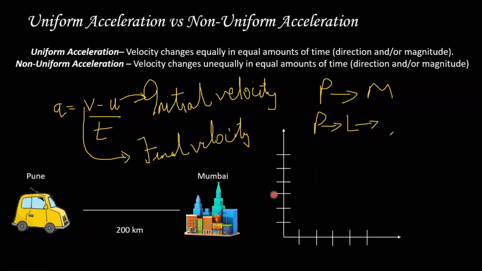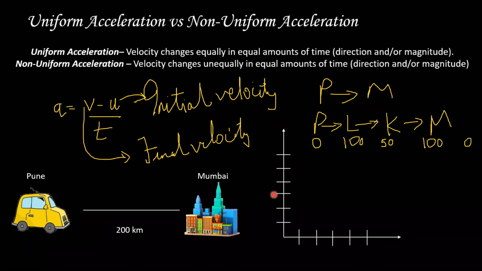From Lonavala, we go to Khopoli. From Khopoli, we go to Mumbai. So this is our journey. When we started from Pune, my speed was 0. Then I went to Lonavala. From Pune to Lonavala, my speed was 100 kilometers per hour. But from Lonavala to Khopoli, the road is not that good, so my speed dropped to 50 kilometers per hour. But from Khopoli to Mumbai, my speed increased again, so it was 100. And then finally, I reached Mumbai, my place, so it was 0.